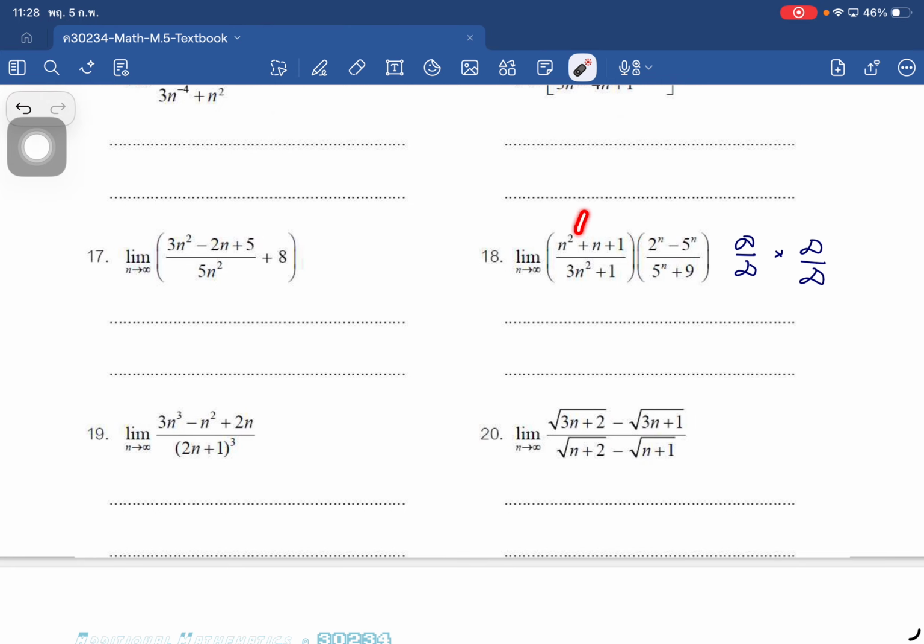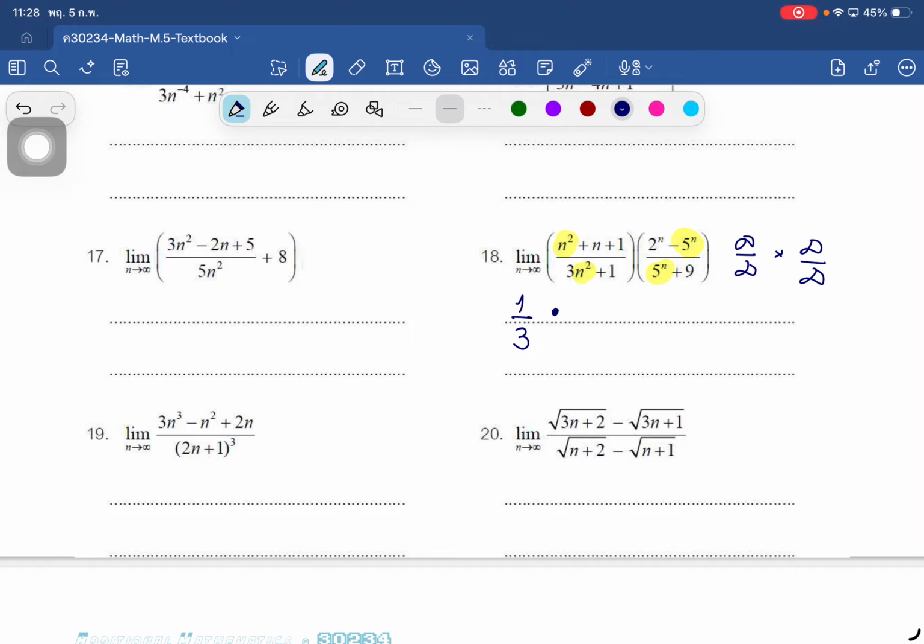All right, and the term that we're not going to multiply out is √(n+2) plus √(n+1), divided by, in the bottom part, (√(n+2))² minus (√(n+1))², and multiply by √(3n+2) plus √(3n+1).